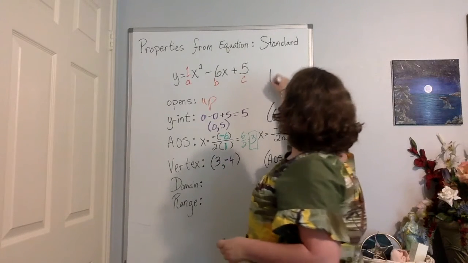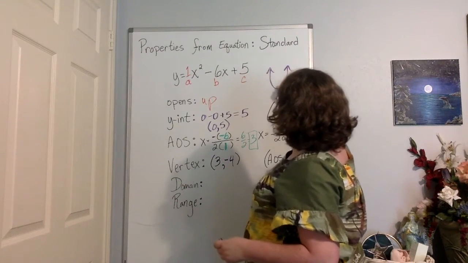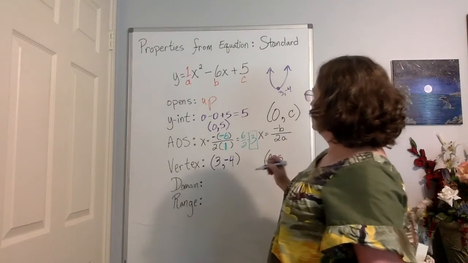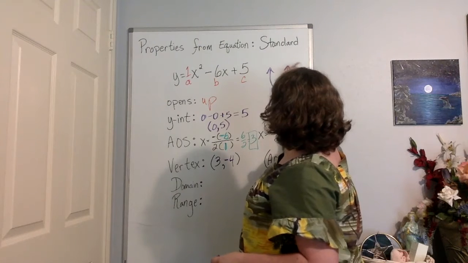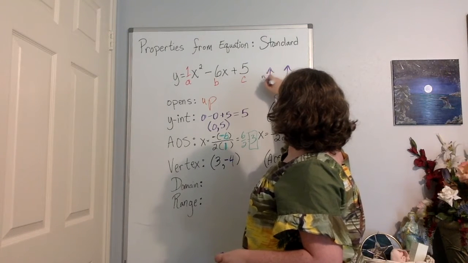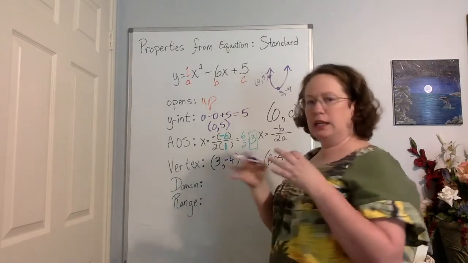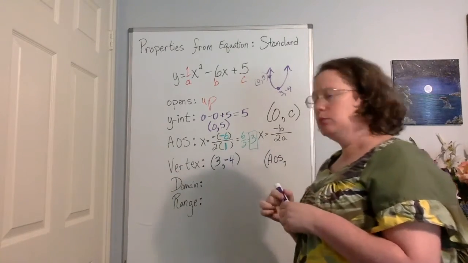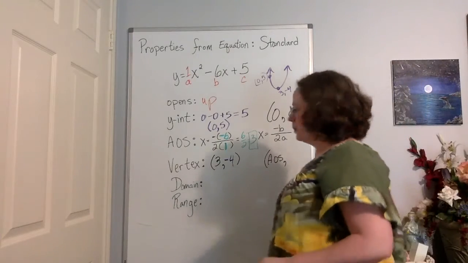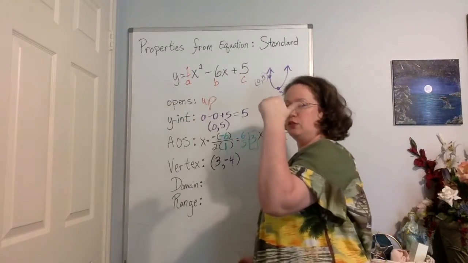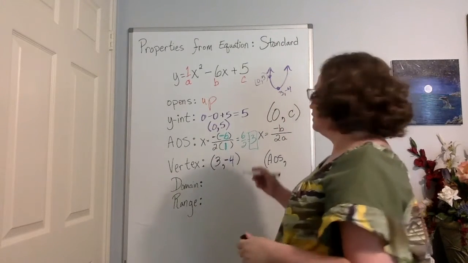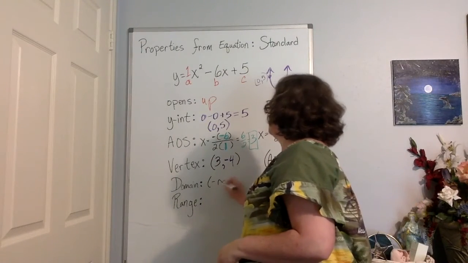So remember, it opens up. We just found this was at 3, negative 4, right? And we know the y-intercept is over here at 5. So you kind of get an idea of what your image is going to look like. So now let's figure out our domain and range. The domain goes from the left to the right. So what are we going to have? You got it, negative infinity to positive infinity.